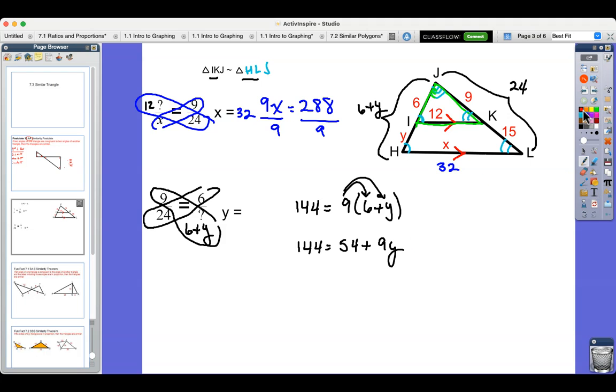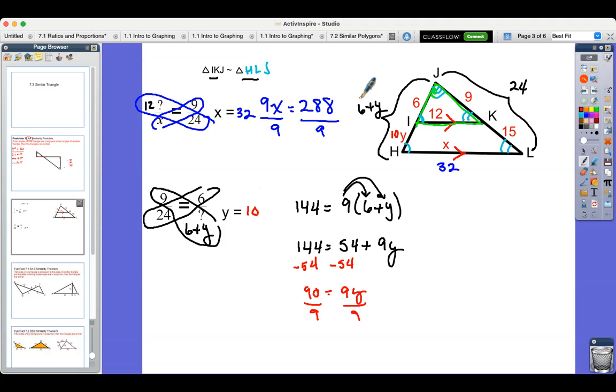So we'll start with, let's get rid of 54, minus 54. We end up getting 90 equals 9y, and then we divide by 9. Y equals what, y'all? 10. Y equals 10. Good. So this is 10.